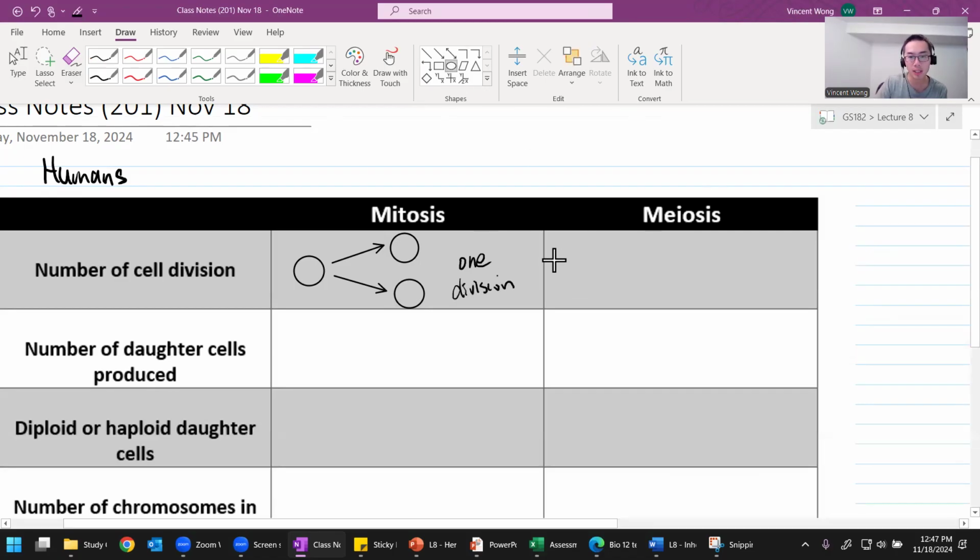Now for meiosis, as you just saw in the slides, you actually will get two divisions. So you end up having four cells. There we go. Two divisions.